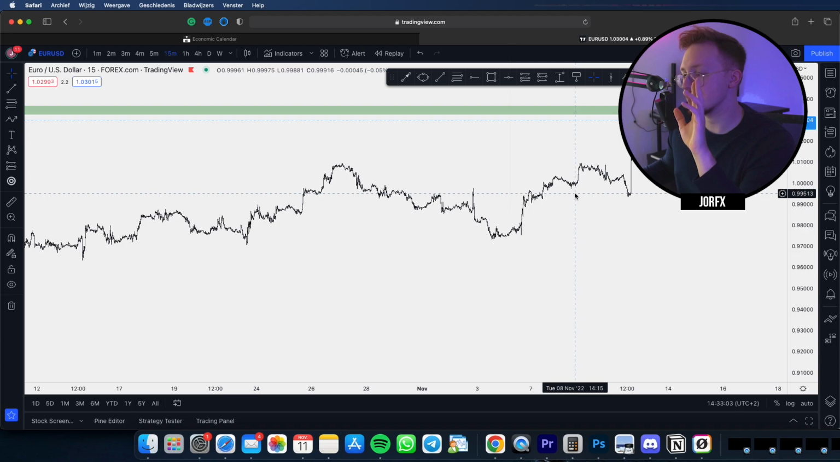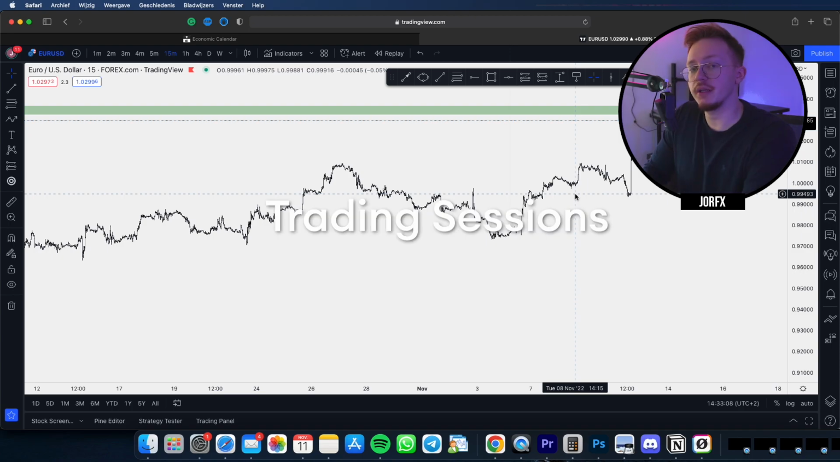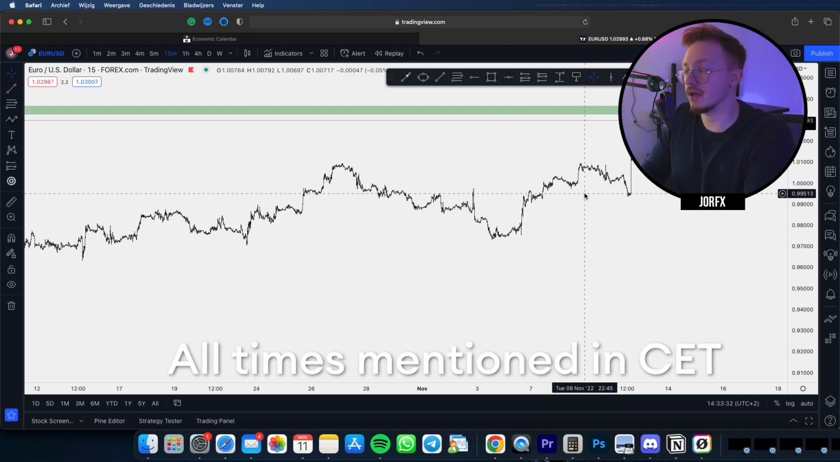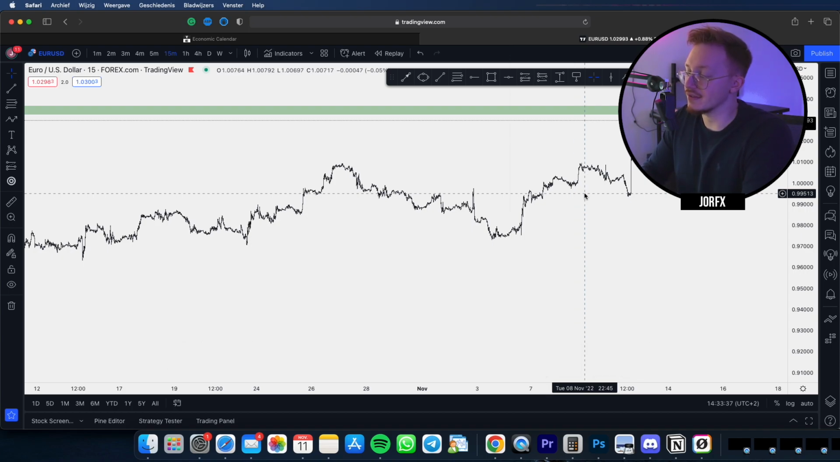Then the next thing is sessions, trading sessions. Really important: London opens at 9 a.m., the New York Forex market opens at 2 p.m., and the New York Stock Exchange opens at 2:30 p.m.